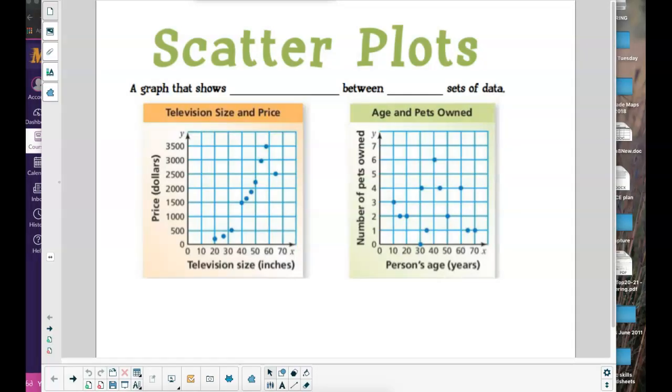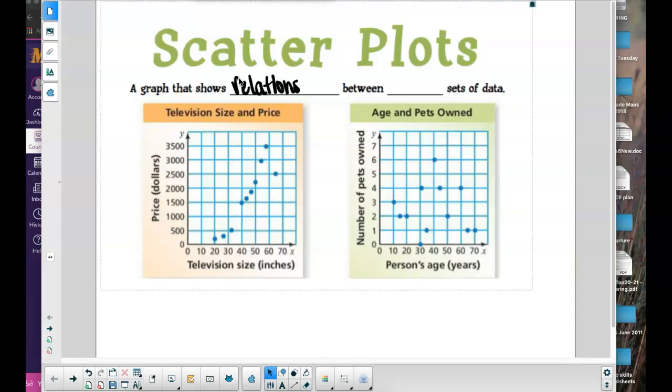Scatter plots are fairly easy to deal with. Okay, so let's fill in some of these blanks here. A scatter plot is a graph that shows relationships between two sets of data.